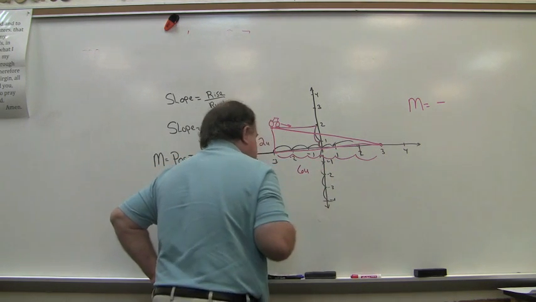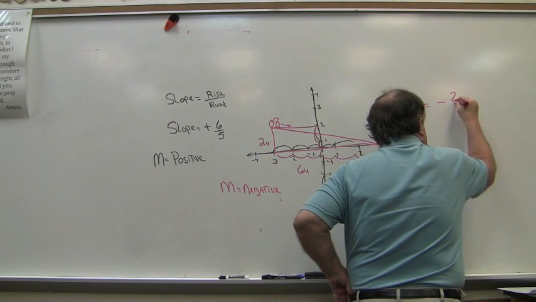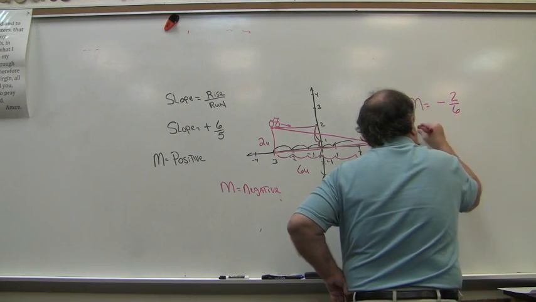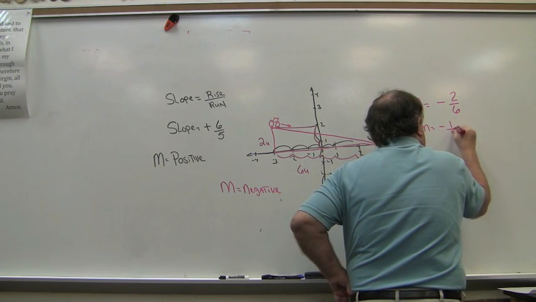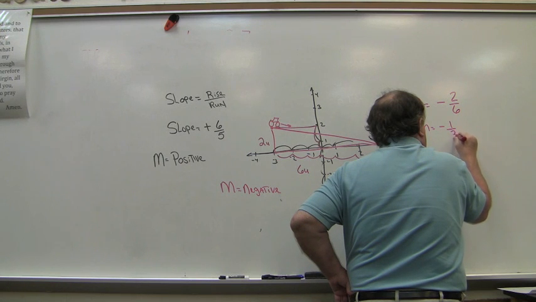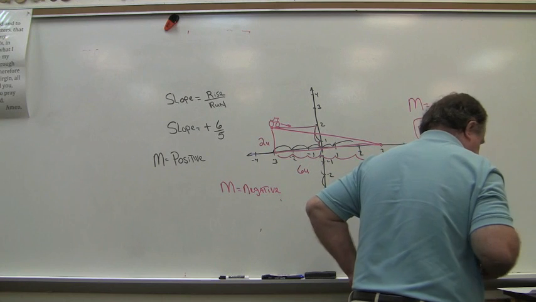Okay, so in this case, my slope is going to turn into rise is 2 over 6, but we have to reduce it. So the slope is actually going to be negative 1 over 3. And that's the slope of this line right here.